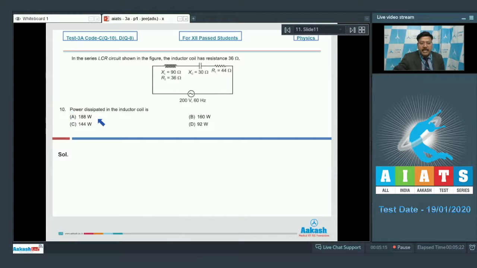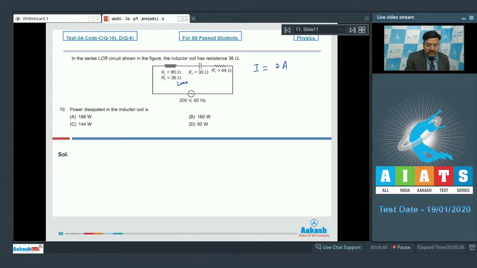Question 10 says power dissipated in the inductor coil is, and the 4 options are given. Well, we have already found the RMS current, which is 2 ampere, and the power essentially will be consumed due to the resistance of the coil. We know that due to the inductance, the power dissipated in a cycle becomes 0, right?